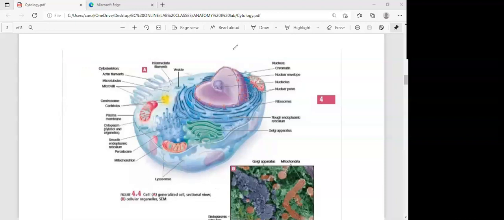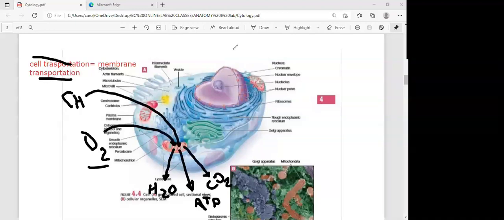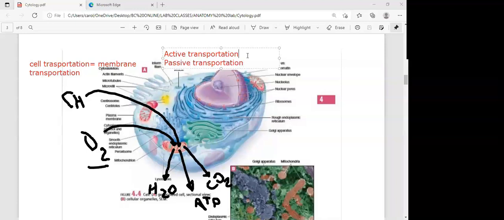How does this process of cell transportation happen? Well, it's going to happen in two different ways. One of them is going to be active transportation, and the other one is going to be passive transportation. Right? Active transportation uses ATP, and passive transportation doesn't use ATP, it's going to use difference in forces, right? What does that mean, difference in forces? Always from high to low. What are we talking about from high to low?